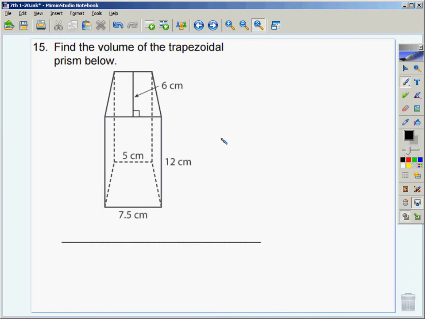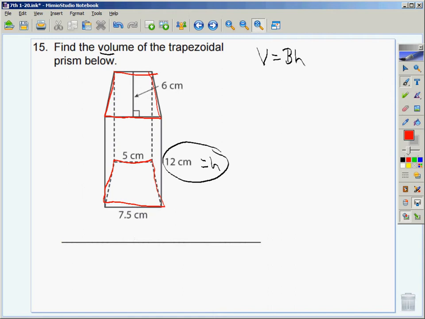Kind of an odd way to look at a trapezoidal prism, but that's what this is. And they want me to find the volume. Volume equals base times height. What's the height of the prism? The height is 12. It is, in fact, the distance between this trapezoid and this trapezoid, which are my two congruent parallel faces.